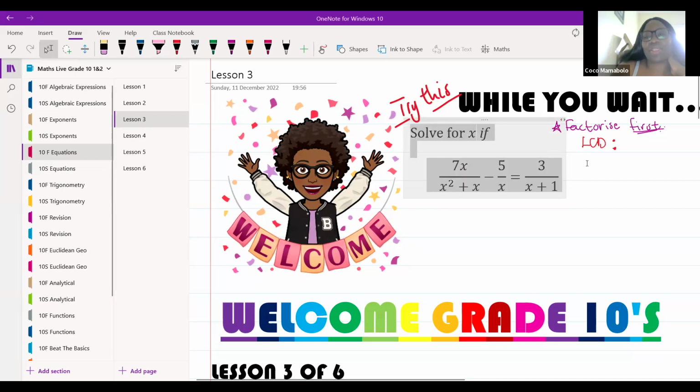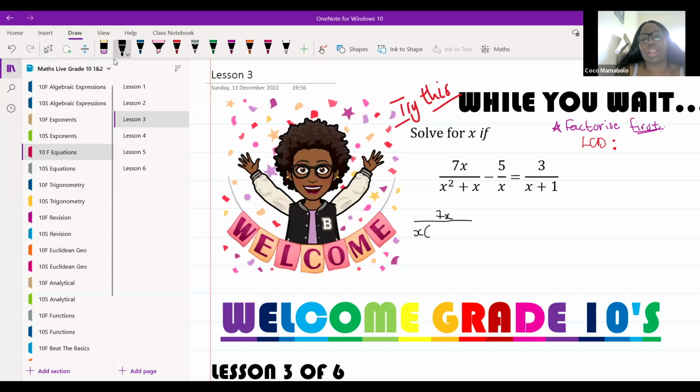Okay, let's have a look at this question on the screen quickly. All right, so like I say in my instruction over here, we're going to factorize the denominators first. Okay, so what I'm going to do is I'm going to go 7x, and I'm going to notice at the bottom over here, this x squared plus x, I can take out a highest common factor. Remember our default setting, guys, of x. So I'm going to take x out, and I'm going to have x plus 1 left, minus 5 over x is equal to 3 over x plus 1.